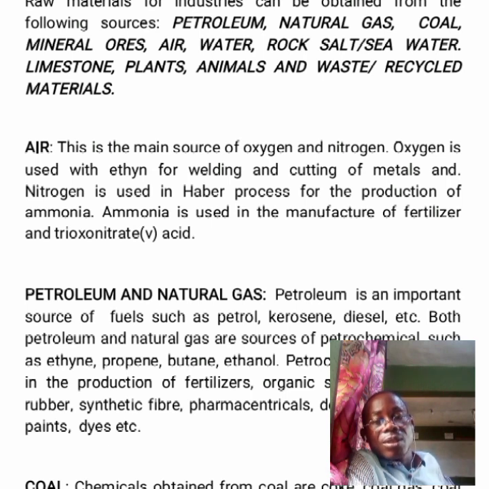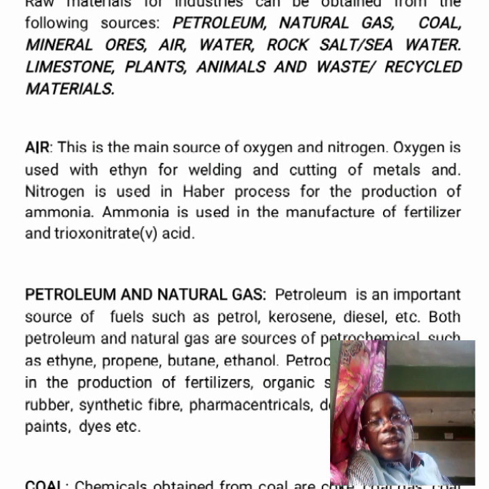Now we have metallic ores. Metallic ores are sources of metals. Examples are iron ore, like magnetite, hematite, aluminium ore, that is bauxite, tin ore, cassiterite. All these are sources of metals for the industry. Then we have sulfur. Sulfur is found underground. It is the source of sulfur for the contact process. The contact process is an industrial process that is used in the manufacture of sulfuric acid. Sulfur is also used to make insecticide and fumigants.